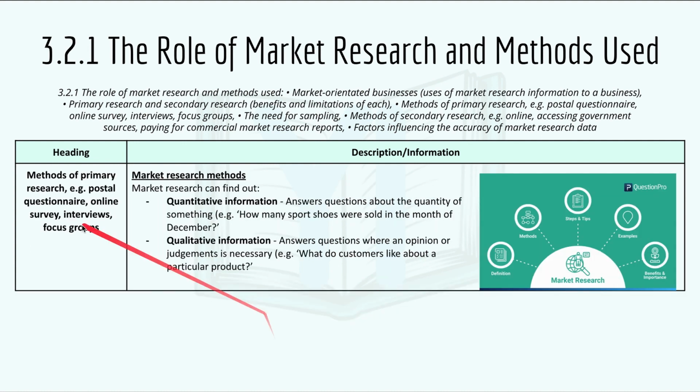Then we have market research methods. Market research can find out two things: quantitative information, which includes answers to questions about the quantity of the product, like how many sports shoes were sold in the month of December. And number two, qualitative information, which answers the questions when an opinion or judgment is necessary. For example, what do customers like about a particular product? So one's more like an open-ended and one's more like a closed-ended question.